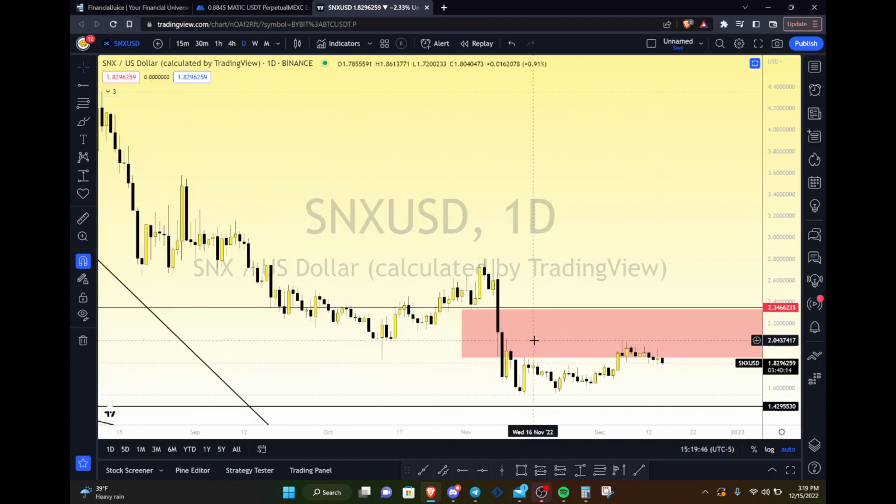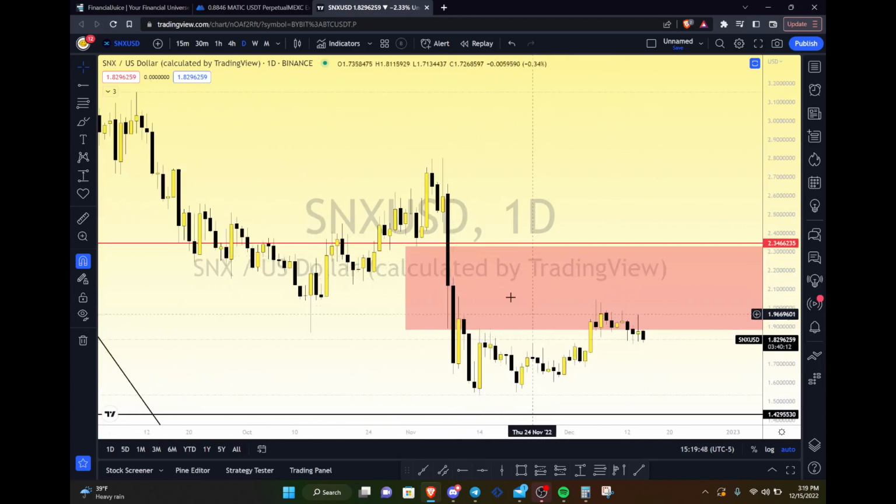Okay, and now let's take a look at what's going on right now. As you can see, we are trading just under the weekly bearish fair value gap zone. We actually have a daily one here to here.